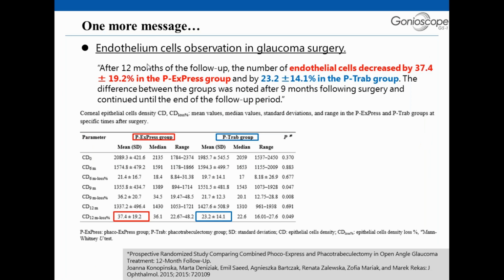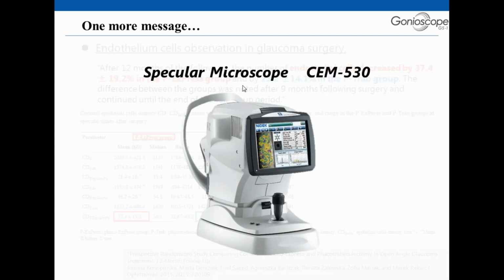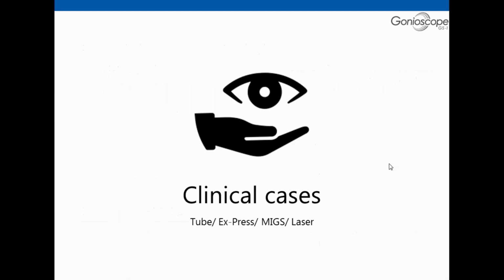So one little message. This is one of the studies about endothelium cell observation in glaucoma surgery. This study showed that after glaucoma surgery, such as Ex-PRESS or trabeculectomy, there is a decrease in endothelium cells. So this is not from Gonioscoop, but we can also say that surgeons should use a specular microscope as well, not only for cataract surgery or MIGS.